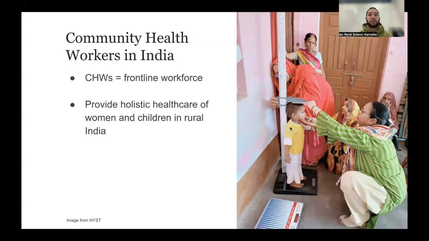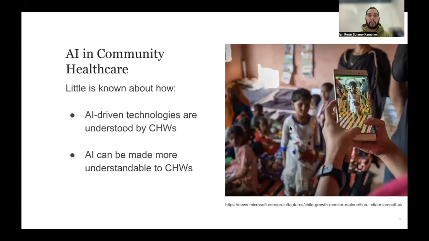Our research is focused on community health workers who are a frontline workforce that support the health and development needs of women and children in rural India. Community health workers, otherwise known as CHWs, work under precarious conditions in environments with limited resources and opportunities. Because of these resource constraints, AI technologies are increasingly being deployed to support community health workers in high-stakes healthcare settings. Yet, little is known about how AI-driven technologies are understood by CHWs and how AI can be made more understandable to them.